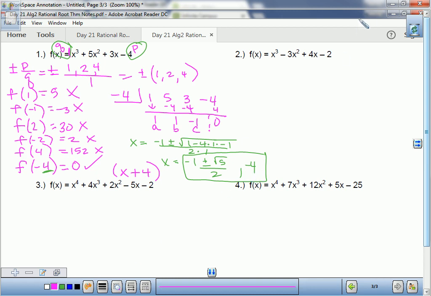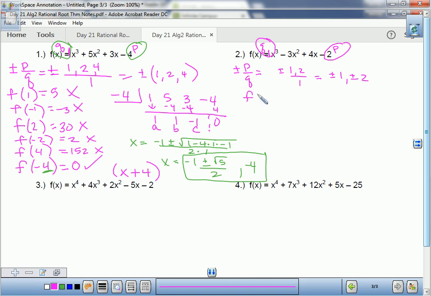All right, here's my P, here's my Q, because it's in standard form. All the factors of 2 over all the factors of 1. So plus or minus P's over Q's. The only way to get 2 is 1 times 2, over 1, so it's just plus or minus 1 and plus or minus 2. Those are the things we test first.